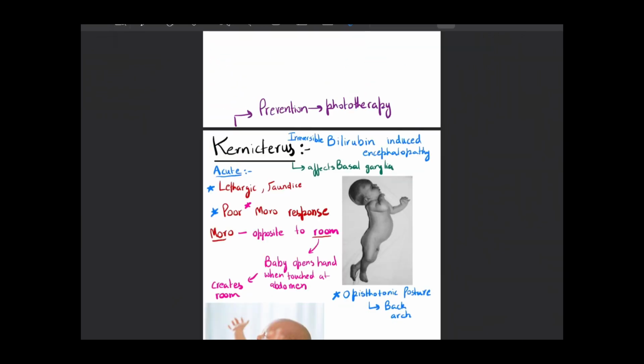Next is kernicterus, which is due to unconjugated hyperbilirubinemia, and the prevention is usually phototherapy. It is irreversible bilirubin-induced encephalopathy. This affects the basal ganglia, and the acutely baby presents with lethargy, jaundice, poor Moro reflex, and opisthotonic posture, which is back arching. Here you can see the back is arching.